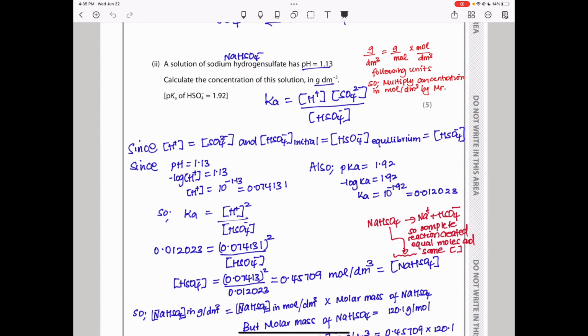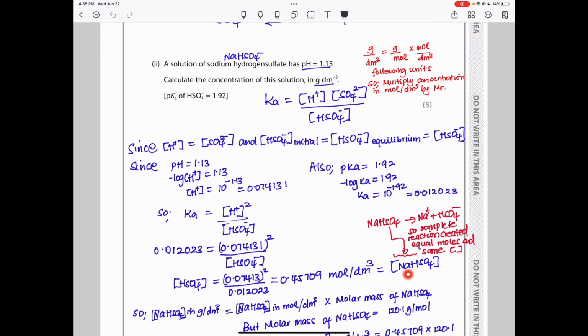So I can go on to say Ka is equal to H plus squared divided by HSO4 minus. Remember, I know Ka, and I know H plus, so I can find the concentration basically. So here I have substituted the Ka, and I have substituted that. Making this the subject, I come up with the answer as 0.45709 mole per decimeter cube.